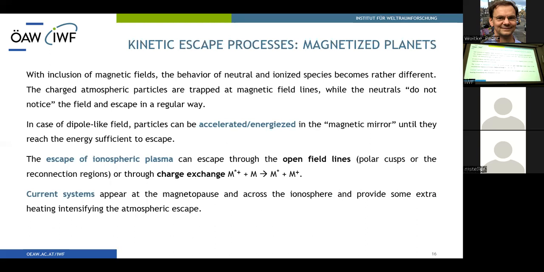Why? Because for more or less dipole-like magnetic fields, the particles are going to be accelerated in the magnetic mirror until they reach the energy sufficient to escape either into space or to the ionosphere. And the escape of ionospheric plasma can occur through the open field lines. I think everyone knows that for the Earth, it is the polar cusp.